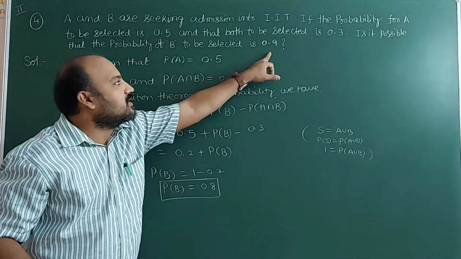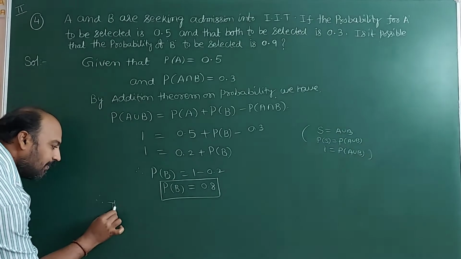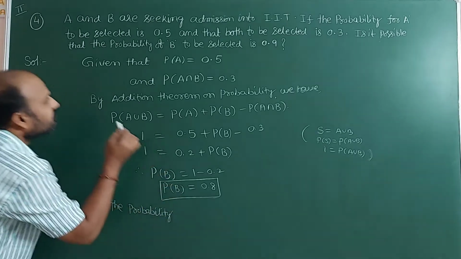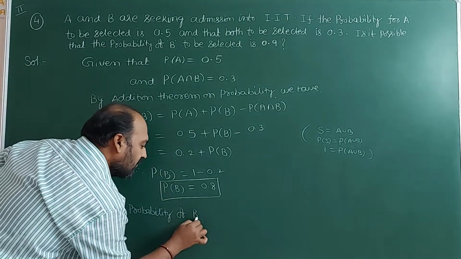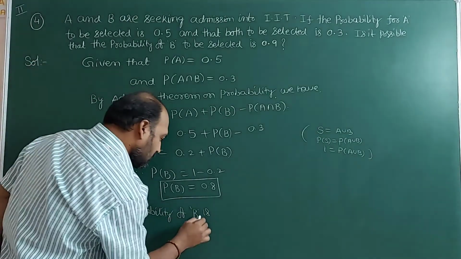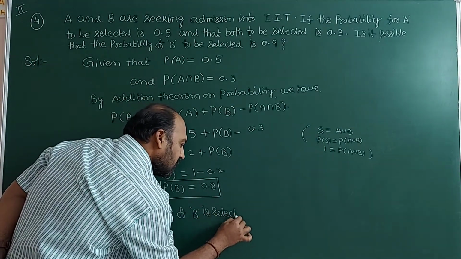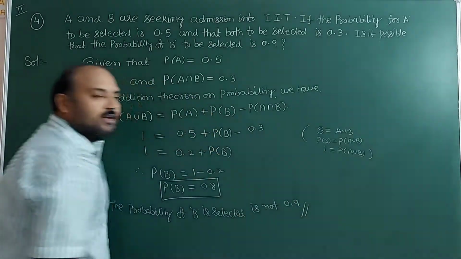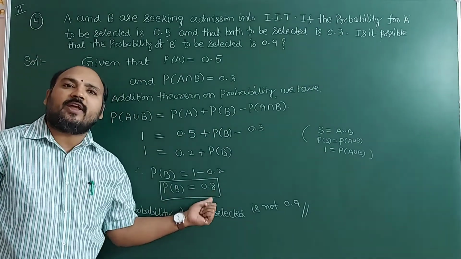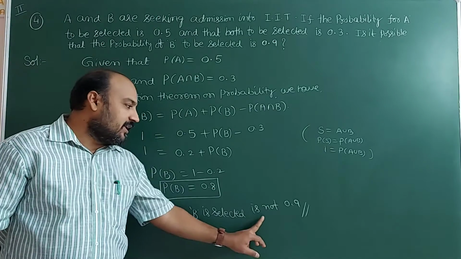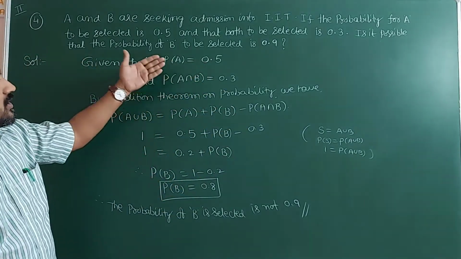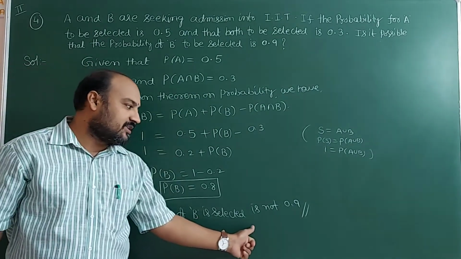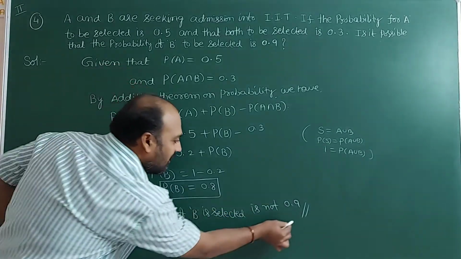But 0.9 is possible they are asking. Therefore, the probability of B selected is not 0.9. Why? Because we got it as 0.8 now. So the probability of B selected is not 0.9. We are giving the conclusion here. Is it possible means? No. The probability of B selected is not 0.9. We have given here the conclusion.